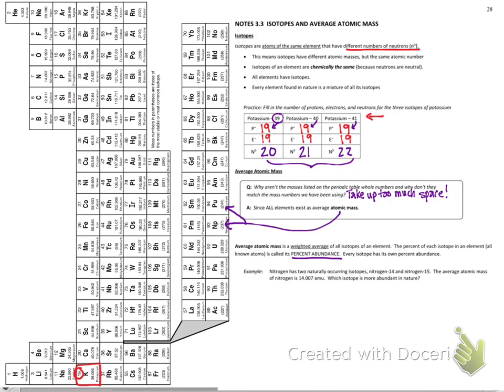Okay, and so let's look at our example. Nitrogen has two naturally occurring isotopes here on Earth. We have nitrogen 14 and nitrogen 15. When we look at the average atomic mass, it's going to be 14 atomic mass units. So which one in this case is more abundant in nature? Well, because the average atomic mass is most similar to nitrogen 14, nitrogen 14 would be the one that's more abundant in nature.